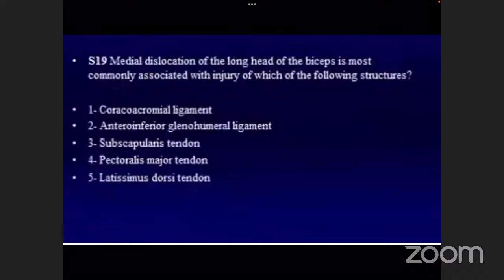Subscapularis. Why subscapularis? Because it is the stabilizer of the biceps. Exactly. So whenever you see on MRI that the long head is displaced medially, that means the stability or the anchoring of the subscapularis tendon and the pulley effect of the subscapularis over the biceps groove is lost. This is very important whenever there's a subscapularis injury, whether it's iatrogenic or traumatic.